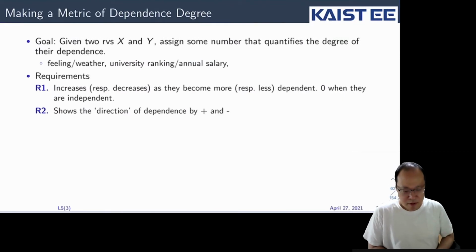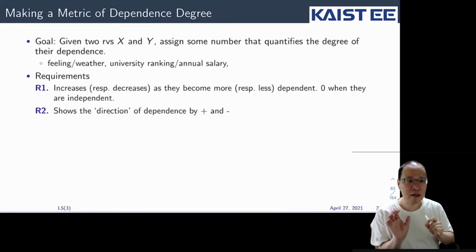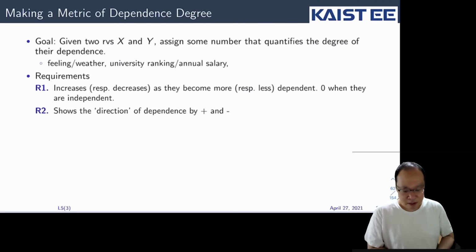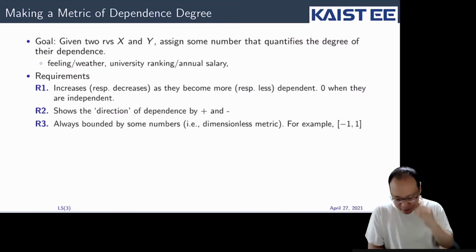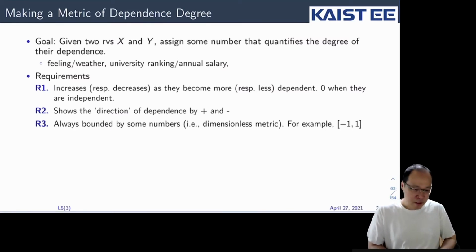And the second requirement is that, well, dependence may have some direction, right? For example, if they are positively dependent, meaning that whenever the x goes up, then the y also goes up. Or the other way around, that's a negative dependence direction. And somehow we hope our metric is able to show this direction of the dependence, for example, using the plus and minus.